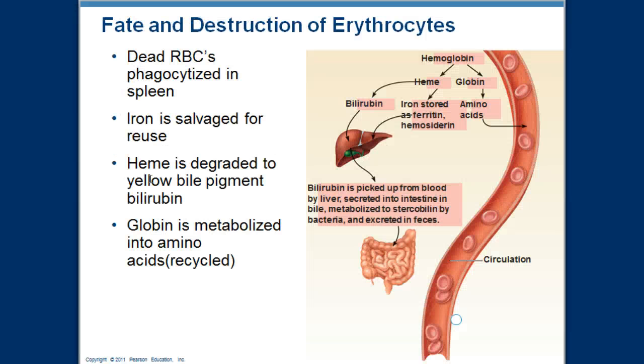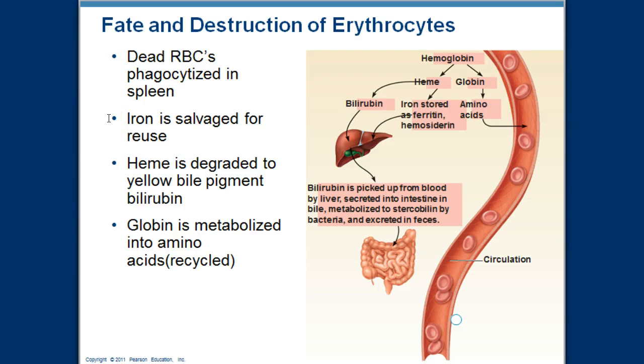This next slide does contain the information on a possible open-ended essay question. And the question is just what happens to your red blood cells after they die, and how are the components of hemoglobin processed, I guess, for lack of a better word. I forget exactly how the question is worded. So as it says right here, the dead red blood cells are phagocytized in the spleen.